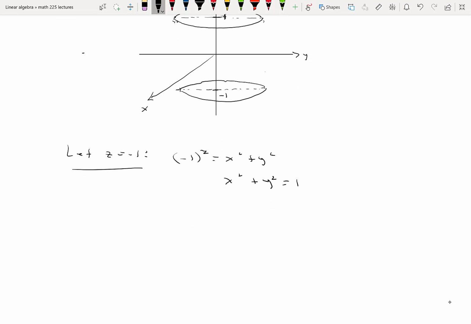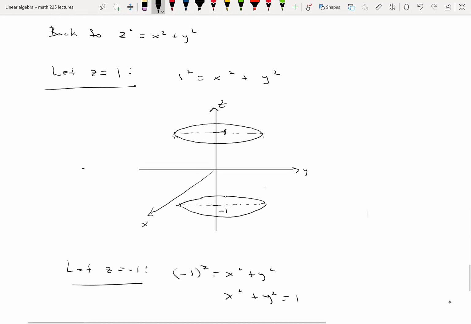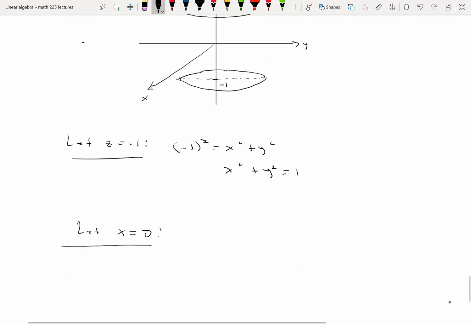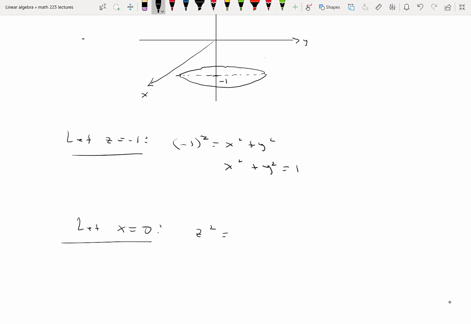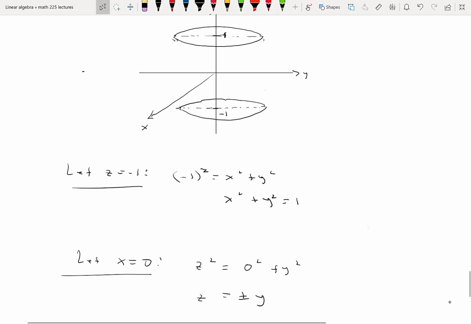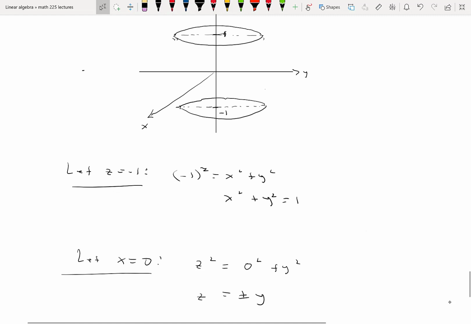So now let's take a look at the trace of the surface in the plane x equals 0. Well, what do you get when you let x equal 0? You get z squared equals y squared, so z equals plus or minus y. Those are two lines. One with a slope of +1, z equals y. One with a slope of -1, z equals -y. So draw those two traces. Here's one of them, z equals y.